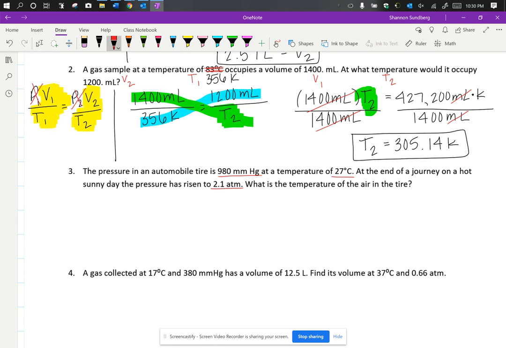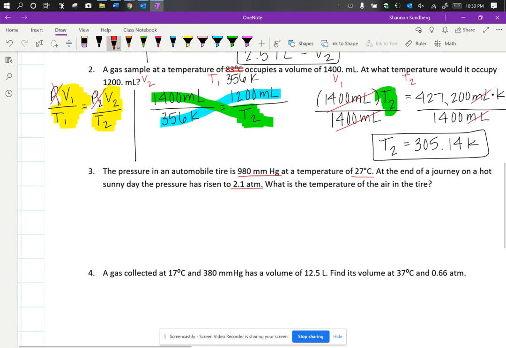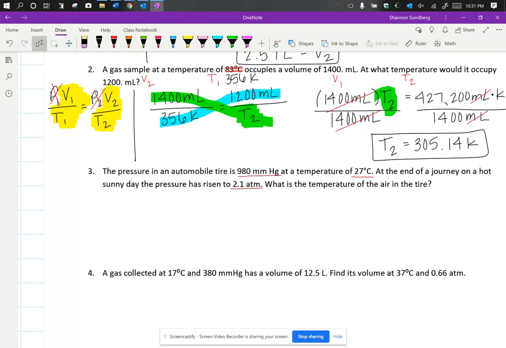It doesn't matter what you convert to. They just have to be the same. So if you like atmospheres, make it atmospheres. If you like millimeters mercury, make it that. But either way, they have to be the same unit. Okay? So, first thing, I'm always going to write my combined gas law. So P1, V1, T1, P2, V2, T2.